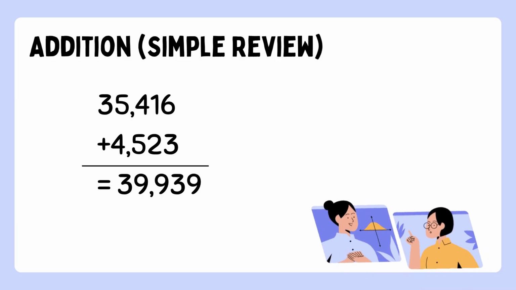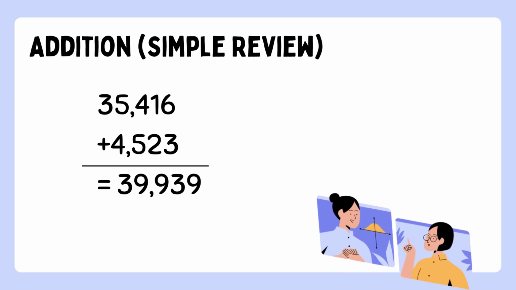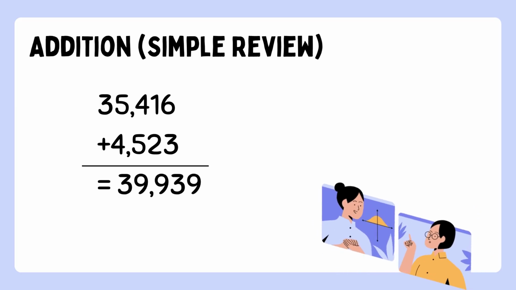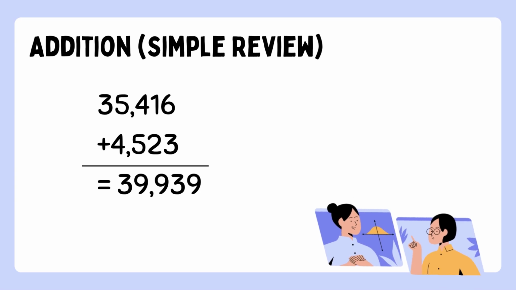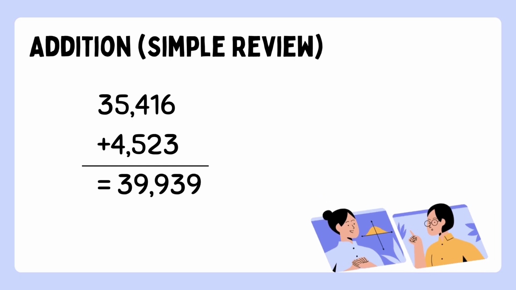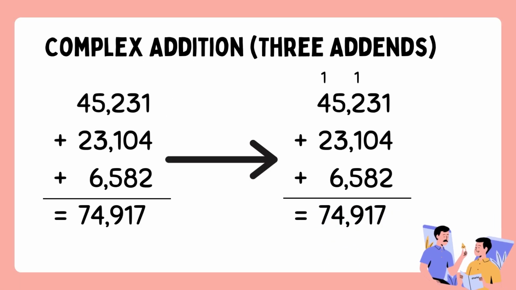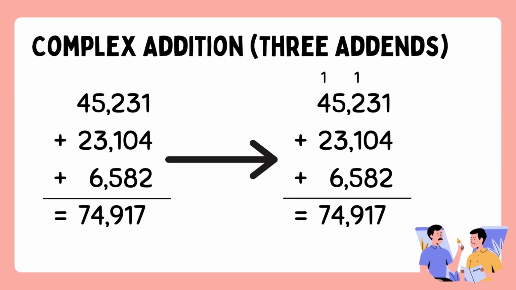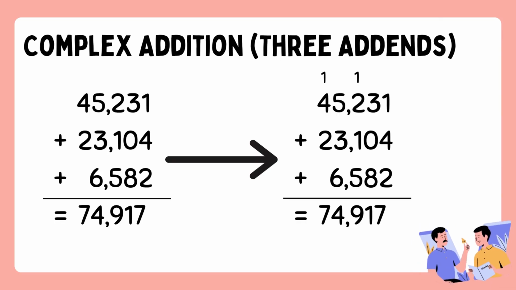6 plus 3 equals 9. 1 plus 2 equals 3. 4 plus 5 equals 9. 5 plus 4 equals 9. Lastly, 3 plus 0 equals 3. The final answer is 39,939. Add column by column, carrying over as needed. Check each place value to ensure proper alignment.